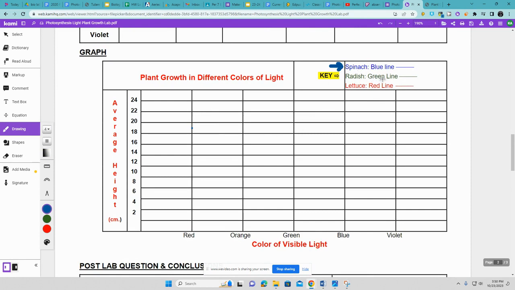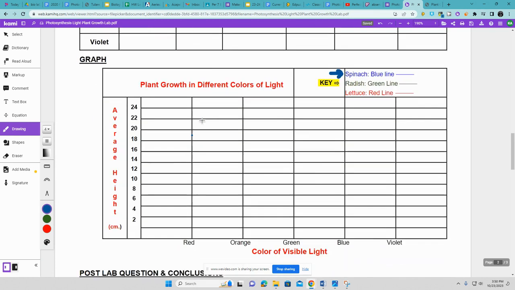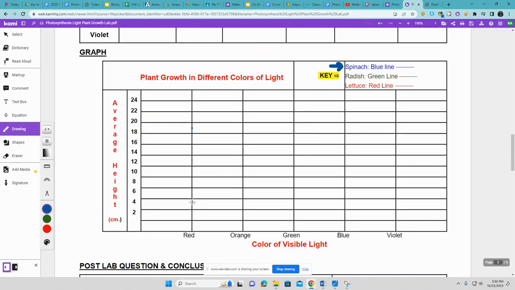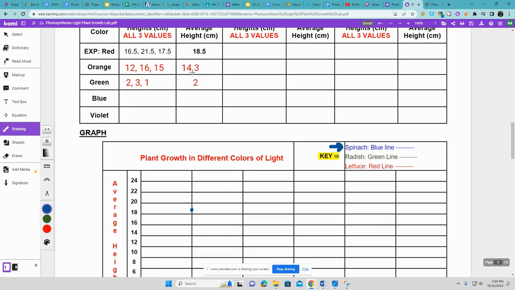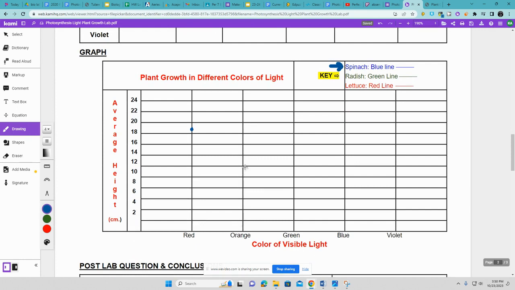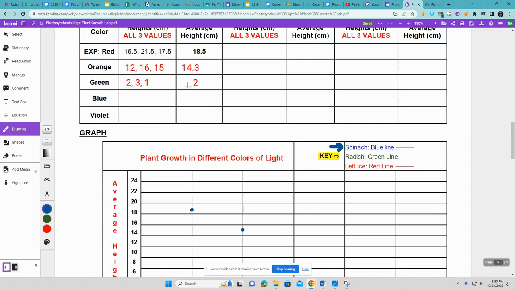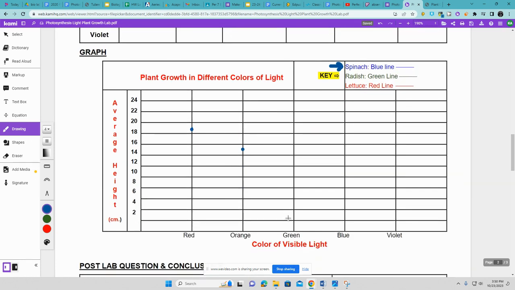With radish, you're going to go green, and lettuce, you're going to go red line. All right, so 18.5 in red light. This is kind of off, but just go up. So 18.5 would be right about there somewhere. In orange light, it grew 14.3. So go up, there's 12, there's 14, right about there. In green light, it only grew an average of 2 centimeters. So in green, it's way down here.